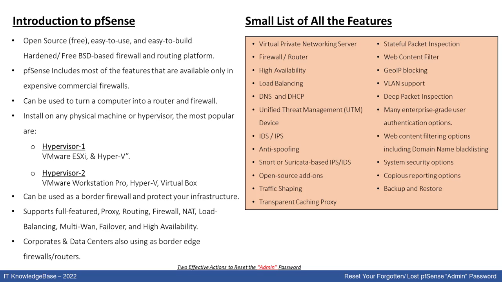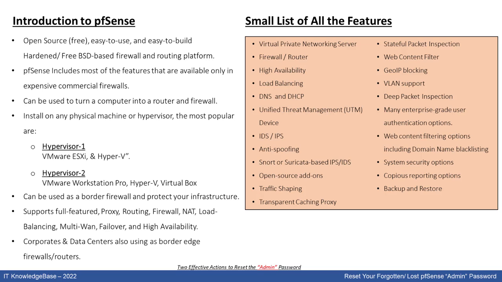Introduction to pfSense. pfSense is an open source, free, easy to use, and easy to build hardened FreeBSD based firewall and routing platform. pfSense also includes most of the features that are available only in expensive commercial firewalls. pfSense can be used to turn a computer into a router and firewall. You can install pfSense on any physical machine or hypervisor. The most popular are Hypervisor 1. Corporates always prefer to go with Hypervisor 1, which is VMware ESXi and Hyper-V. In Hypervisor 2, you can install VMware Workstation Pro, Hyper-V and VirtualBox, and this is perfect for your lab and for your practice. pfSense can be used as a border firewall and protect your infrastructure.